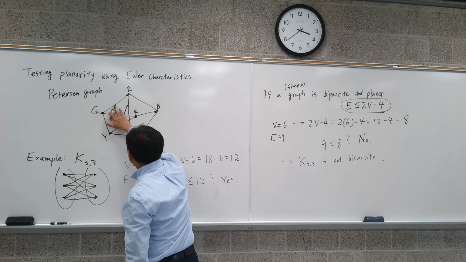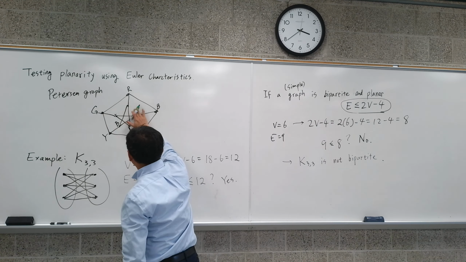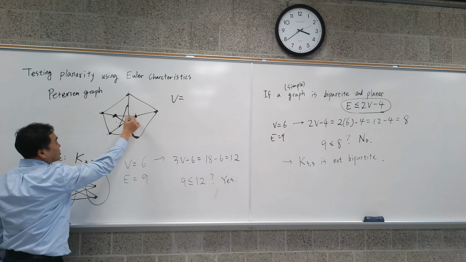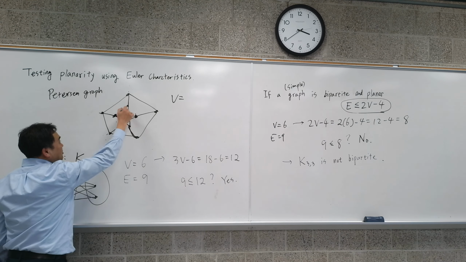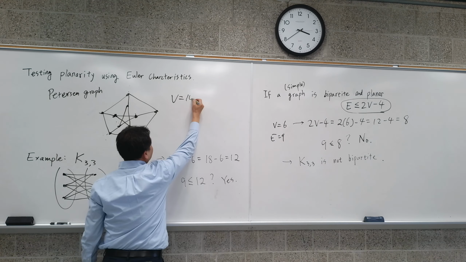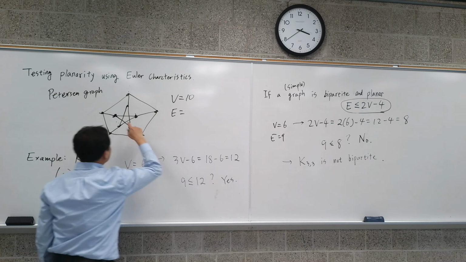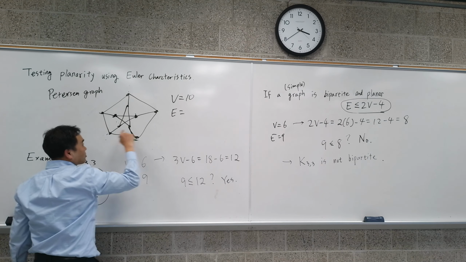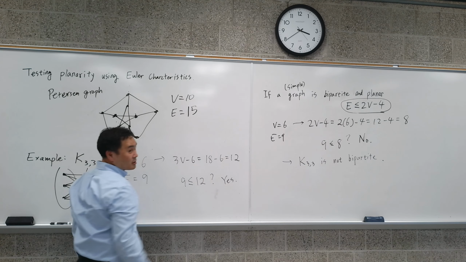Well, let's count how many vertices this has. How many vertices does this have? It's 10, right? You have 5 inside and 5 outside, 10. How about the edges? There's 5 here, there's 5 here, and there's 5 here, so it's a total of 15, right?